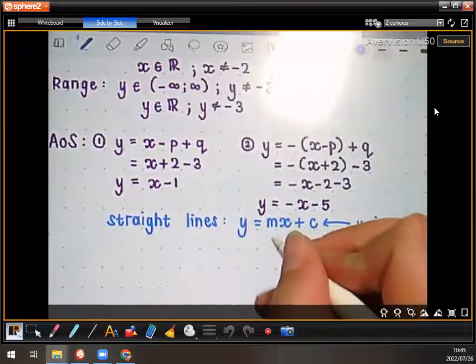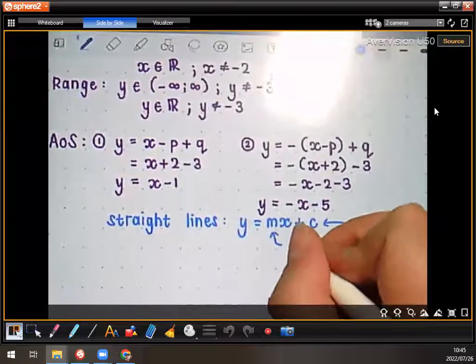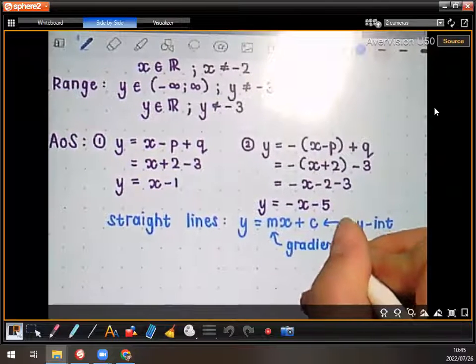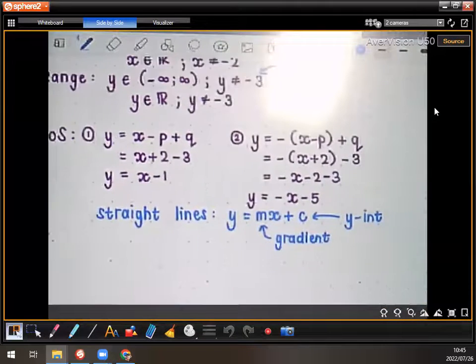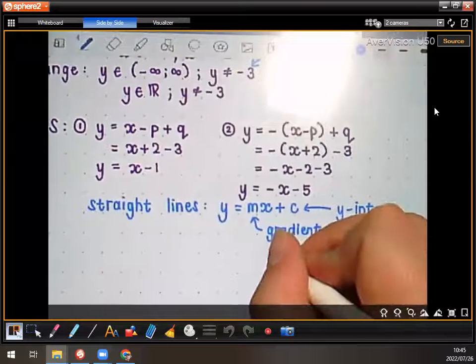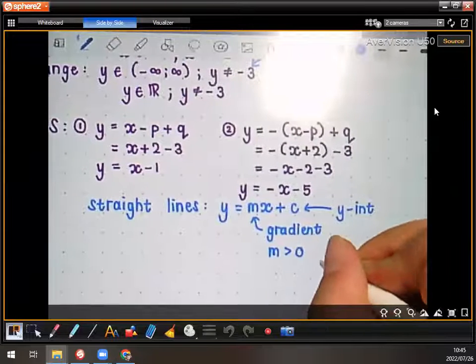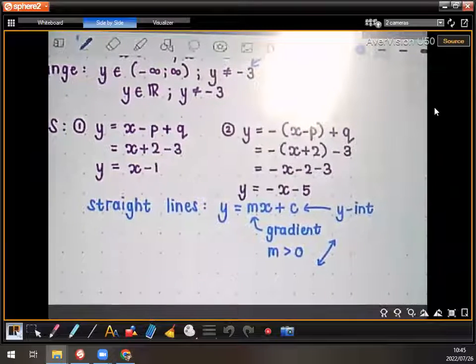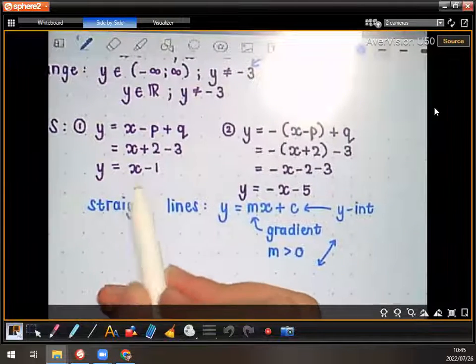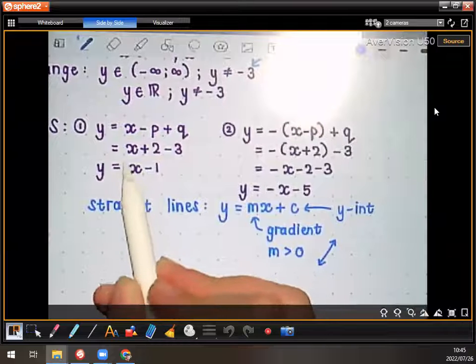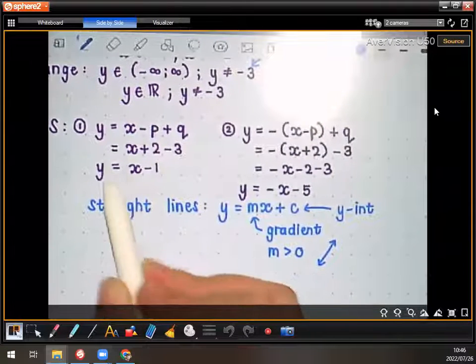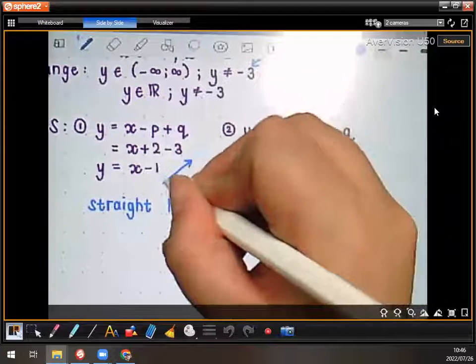Can anyone remember what m was? Gradient. Now guys, if your m value is positive, if your gradient is positive, you're going to have a line that looks like that, an increasing line. So a positive gradient means it's going up. That is what we have for the first line. You guys see that my m value here is positive 1. So this one is a line that's going to look like that.